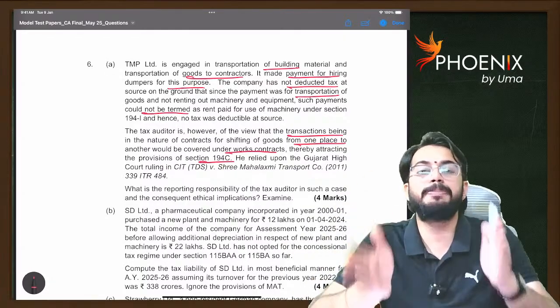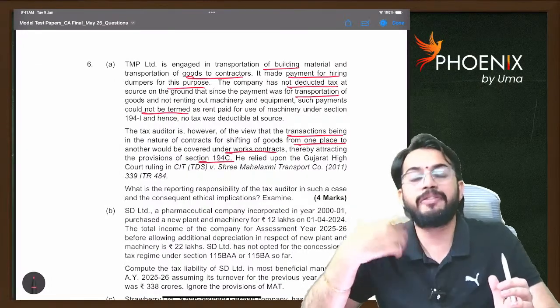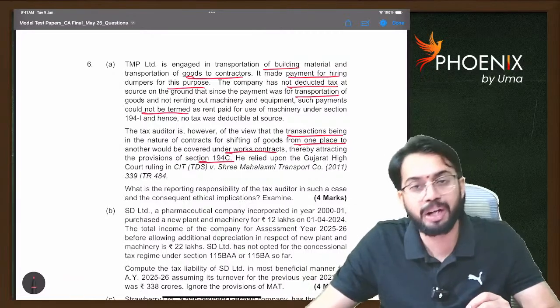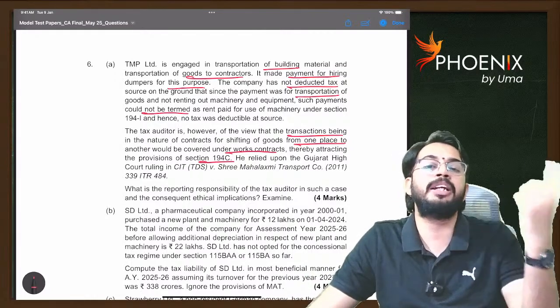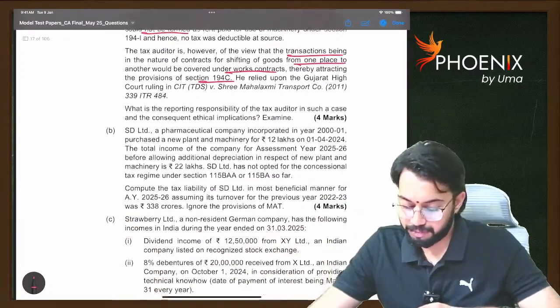So if there is a dispute or difference between the SSC and the tax auditor, and the tax auditor feels that TDS is required to be deducted, then he needs to comment in his tax audit report, and accordingly the adjustment is also required to be given in Form 3CD. Okay.